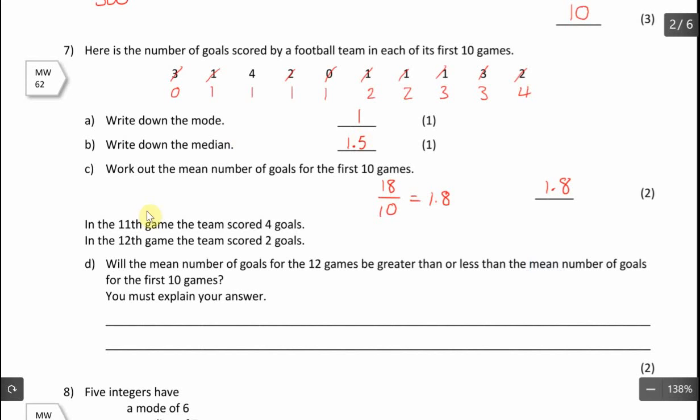Okay. In the 11th game, the team scored 4 goals. In the 12th game, the team scored 2 goals. Will the mean number of goals for the 12 games be greater than or less than the mean number of goals for the first 10 games? Okay, there's 2 ways to answer this question.